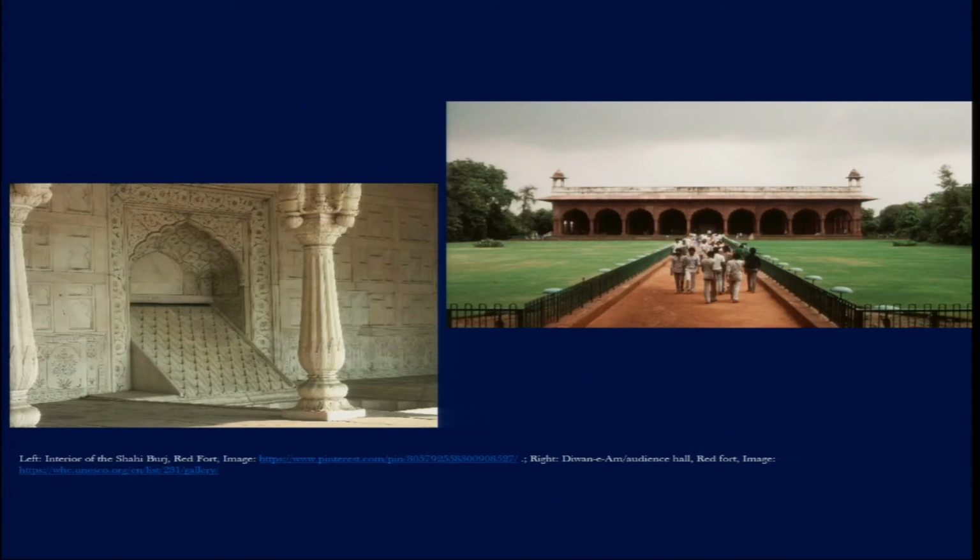Now another aspect that we find that is also characteristically Mughal, and here in this image, as you can see, the archway that we have here is not just a plain archway, but a cusped archway, and this cusped archway is something that is very characteristically Mughal.